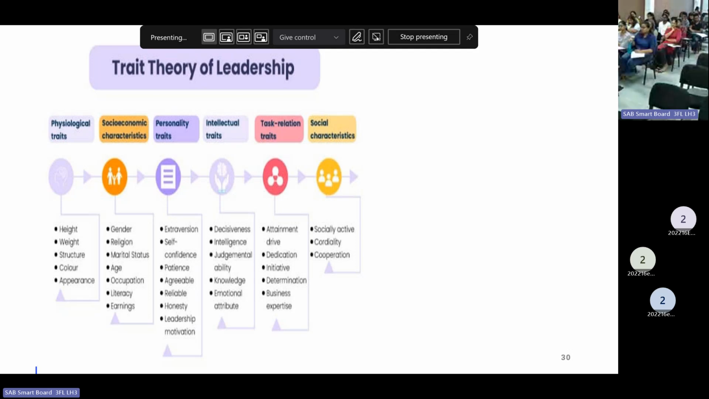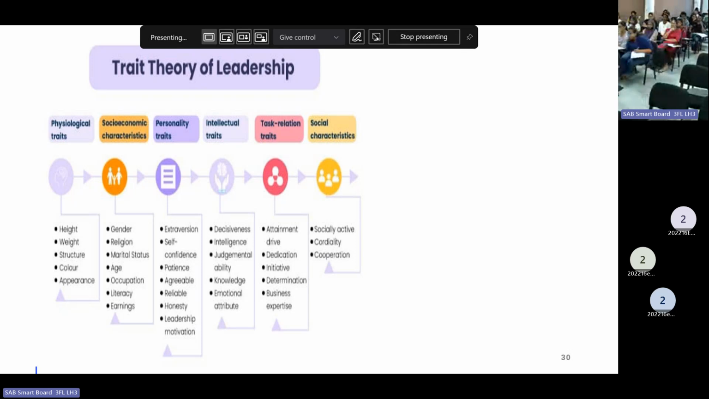Then there is personality: extroversion, self-confidence, and patience. You have to be patient enough in leadership. Agreeableness, reliability, honesty. What do we mean by honesty? Why do you need honesty? You tell something, you do the same. That is leadership. If you tell something and do something else, they don't believe you. That is why honesty is important, one of the characteristics of leadership.